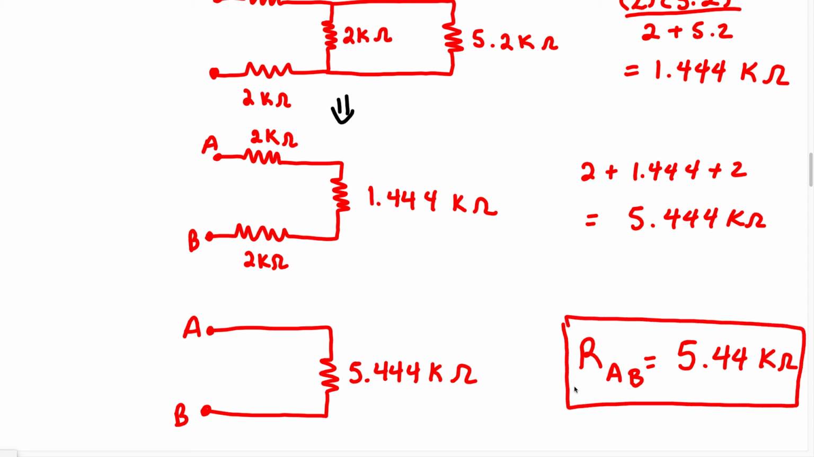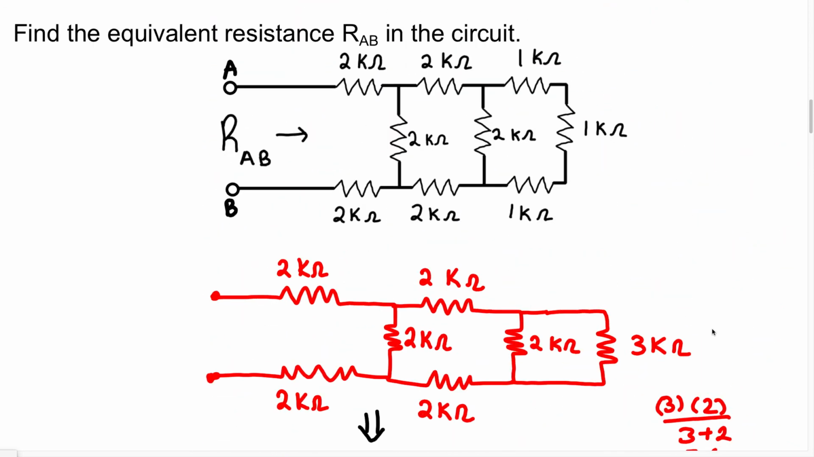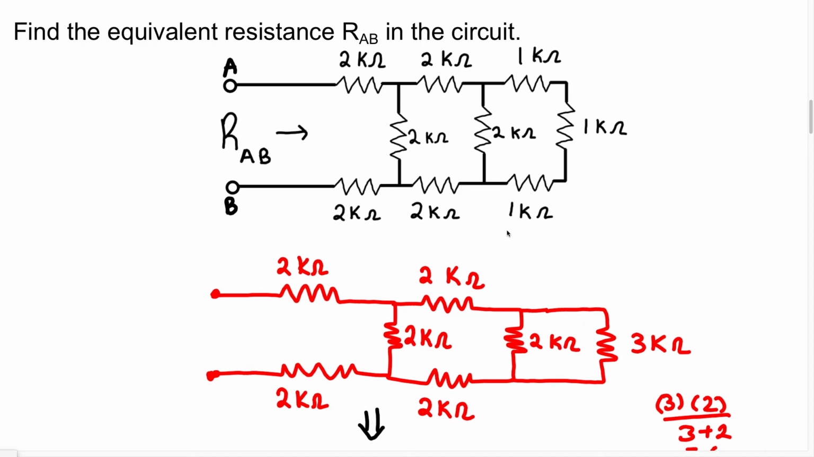And of course, I rounded it to 2 decimal places. So this is how you're going to solve problems like this. It's not hard, but it's definitely going to be a lot of redrawing, and you must be able to know when resistors are in series and when resistors are in parallel. Let's do one more example.